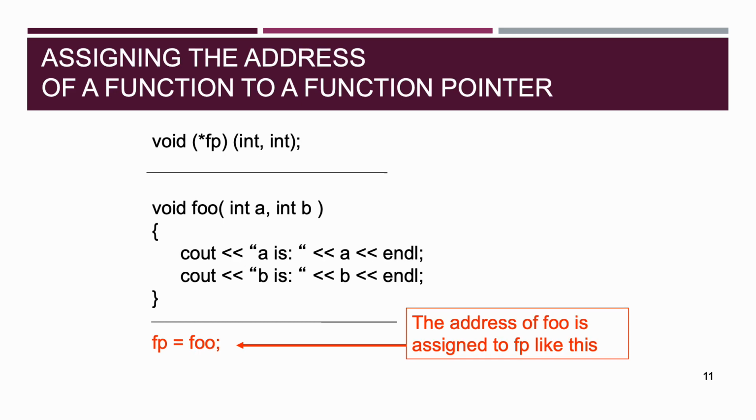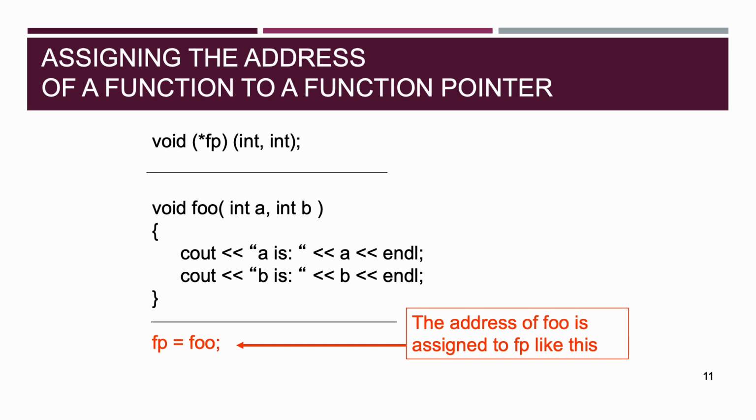Now that we have our function pointer declared, let's look at how to assign a function's address to it. Here we have void fp integer, integer. This is our function pointer, which can point to any function that takes two integer parameters and has a void return type, as I said. Here we have a function foo that matches this signature. And now to assign foo to fp, we simply write fp equal to foo.